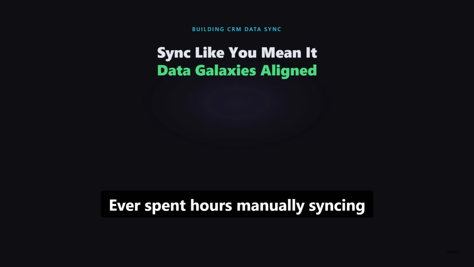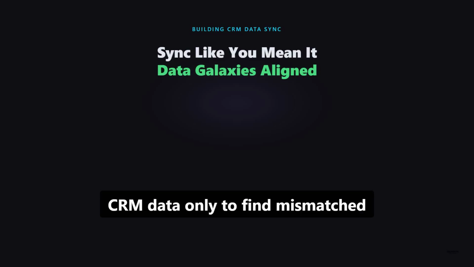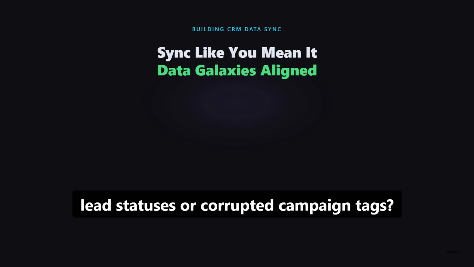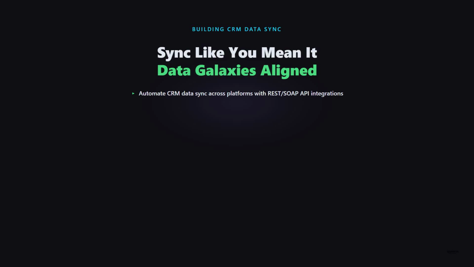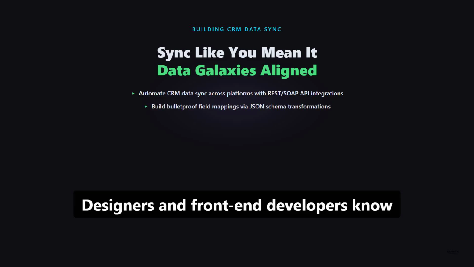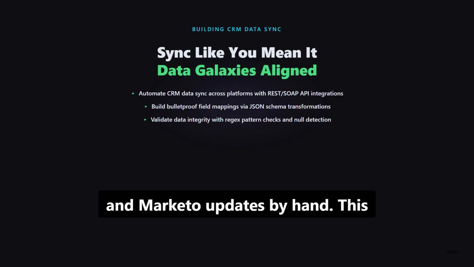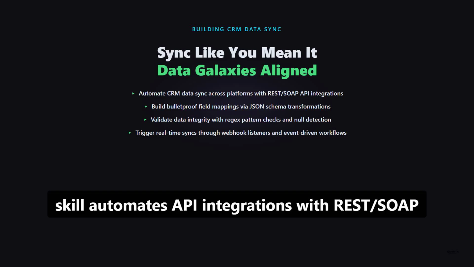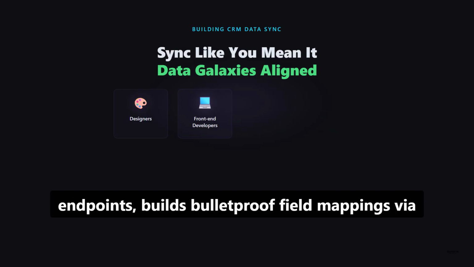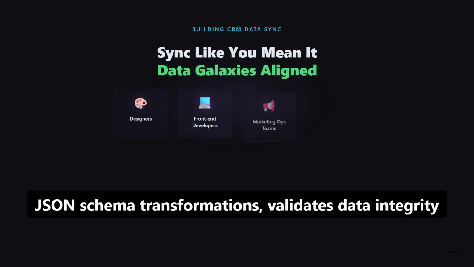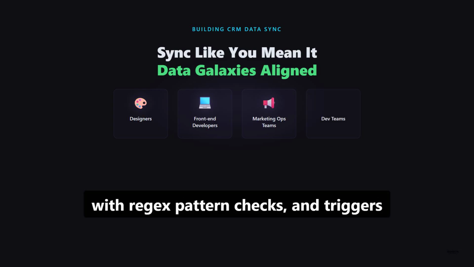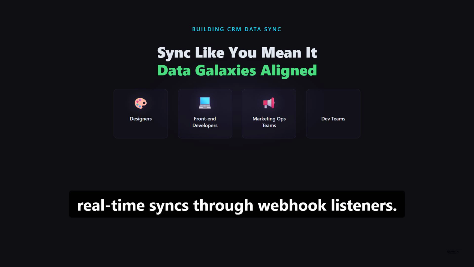Ever spent hours manually syncing CRM data only to find mismatched lead statuses or corrupted campaign tags? Designers and front end developers know the pain of juggling Salesforce, HubSpot, and Marketo updates by hand. This skill automates API integrations with REST SOAP endpoints, builds bulletproof field mappings via JSON schema transformations, validates data integrity with regex pattern checks, and triggers real time syncs through webhook listeners.